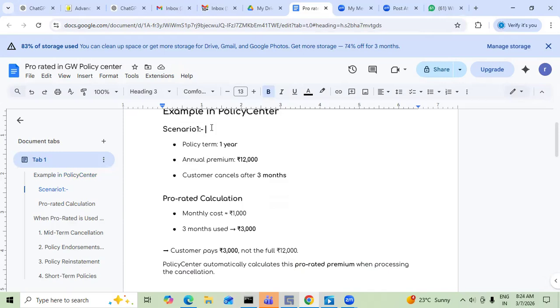Whenever we are working on Guidewire Policy Center, especially when trying to understand the scenarios, either in the role of an analyst or as a developer, this is something that we must be good with.